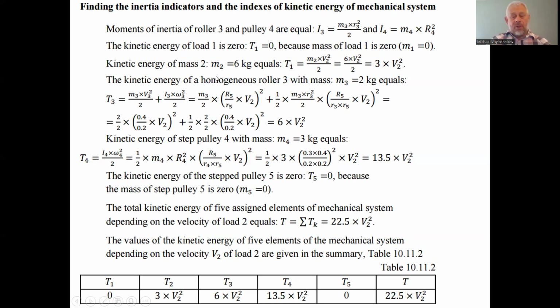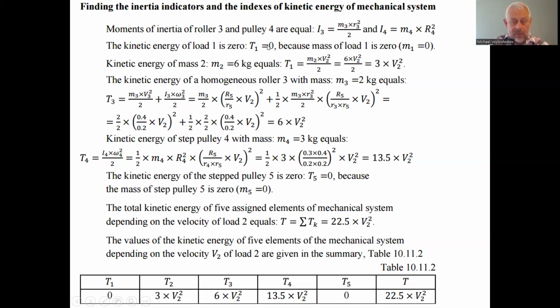The kinetic energy of the homogeneous roller with the mass 2 kilos equals... So we have the roller, and we have to define its energy by the velocity of the second load as well. So we have to define all kinetic energies by the variable we have to find, as we have to find the velocity of the second load. So we redefine the kinetic energy of the first load in dependence on the second load.